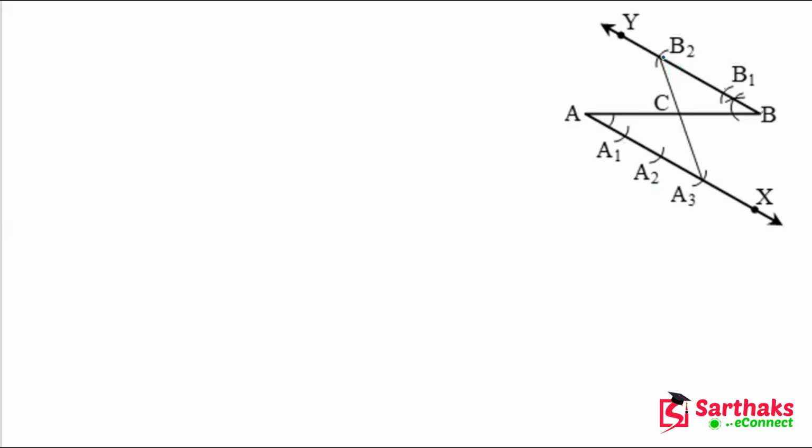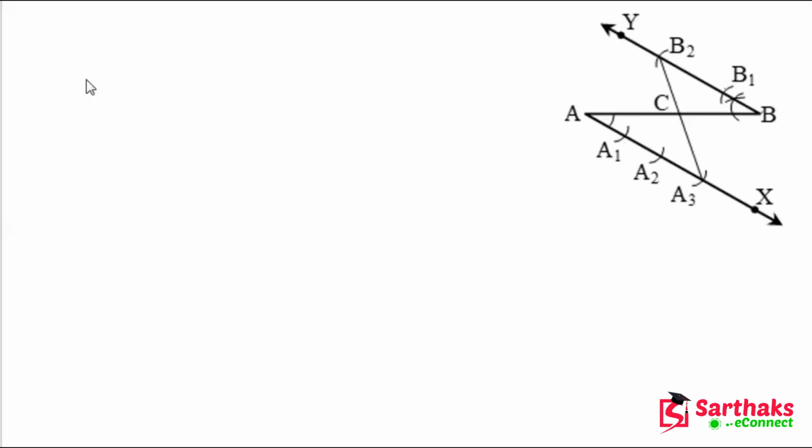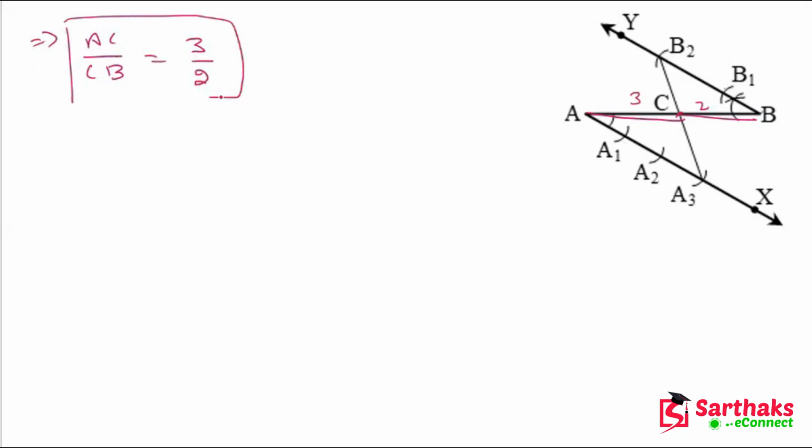Now in the last step we are joining A3 and B2. Now my dear friends, this is the point of intersection of the lines. This is point C. So this is of ratio 3 and this is of ratio 2. So this is 3:2. So we can say that AC upon CB is equal to 3:2. My dear friends, I hope you understand these things. Now for justification, we have to prove how this is suitable.